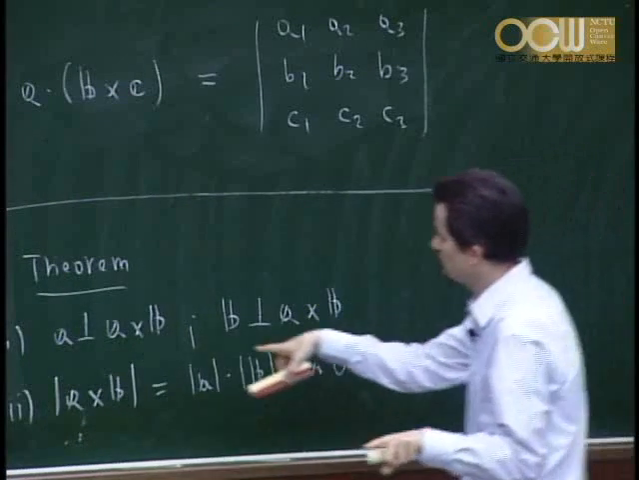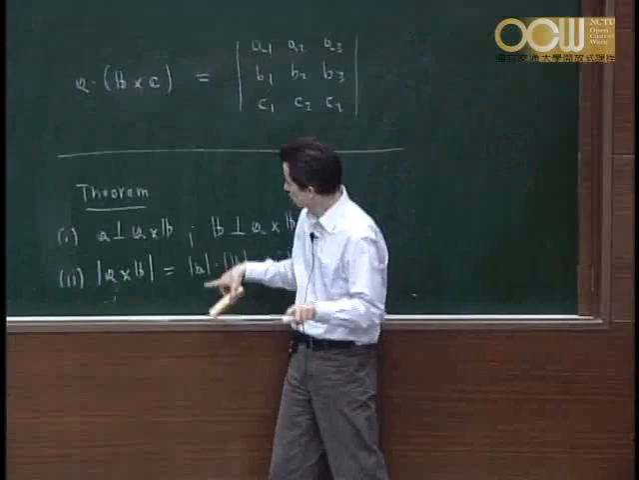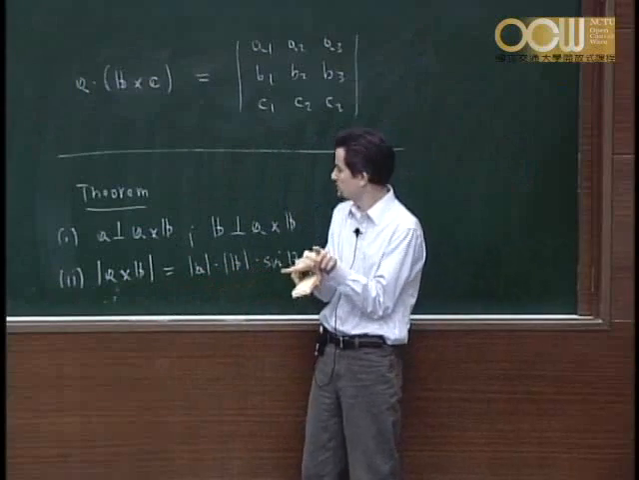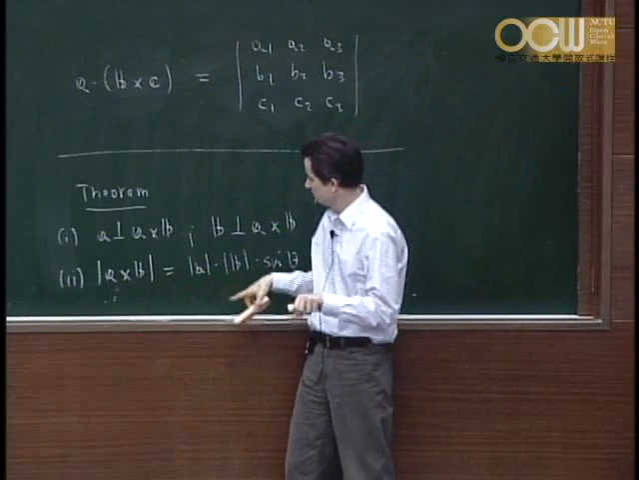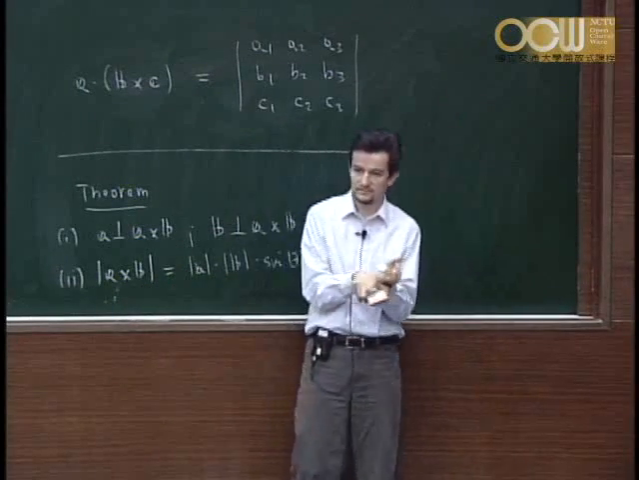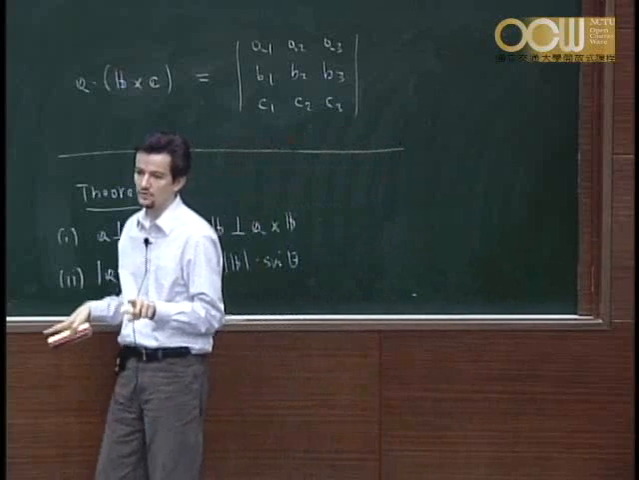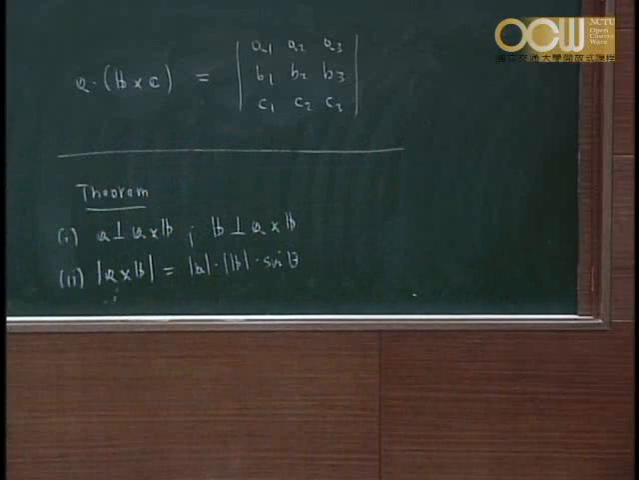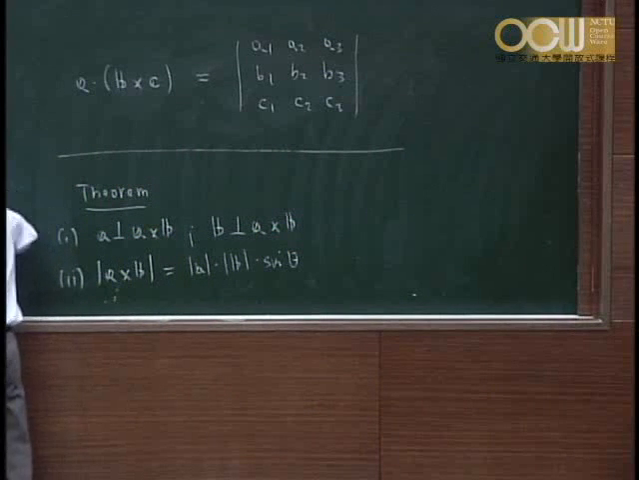Now you see from the first property that the cross product, which is a new vector, is orthogonal to both A and B, and from the second you get the length. So this already more or less determines which vector the cross product of two vectors is.